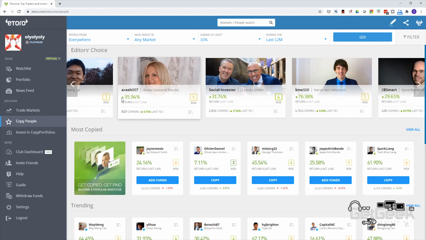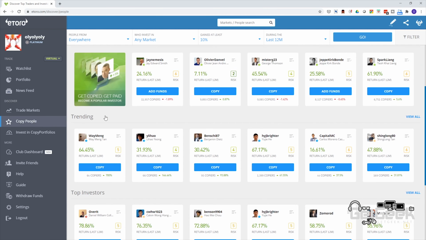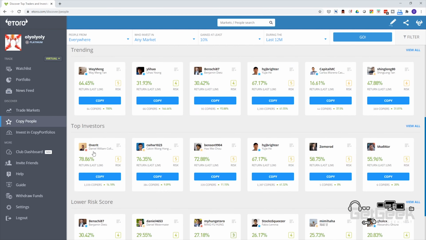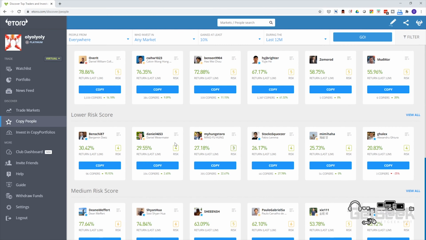Now, there's loads of different ways you can find people here and filter this by the criteria you're after. So they've got most copied, trending people, top investors, people with lower risk scores, medium risk scores. Now it's up to you what you're looking to add to your portfolio. What I find is a good starting point is actually clicking on most copied. Now I'm not saying just go for the people who are most copied, but other people have taken an interest in them, so it's worth a look.